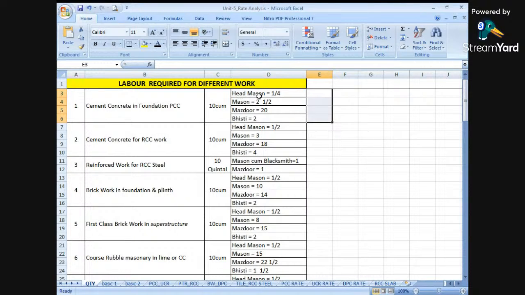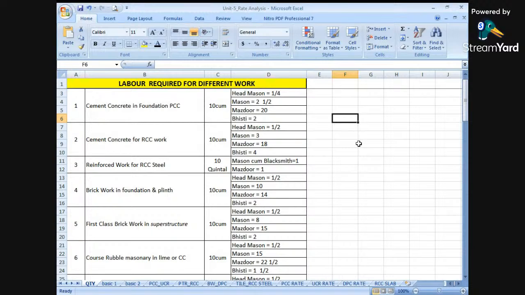So head mason, how many? It is 1 by 4. Mason has been required as 2.5. Mazdoor has been required as 20. And Bisti, what is Bisti? Bisti is actually a lower category than the Mazdoor, which we can call a waterman or the helper.